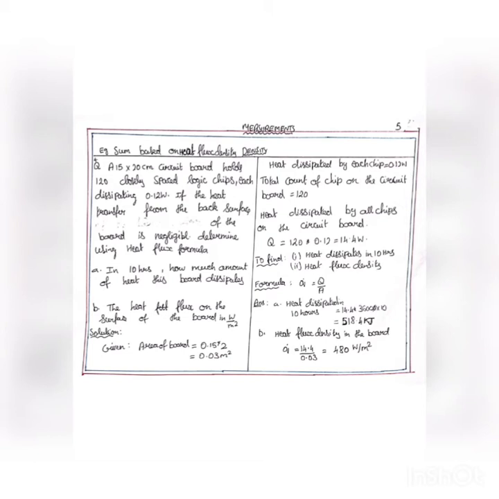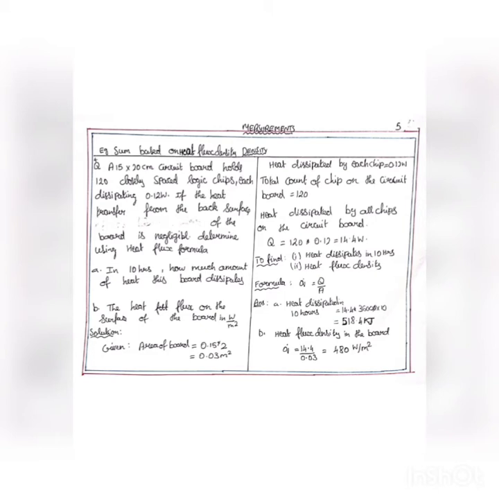We can use the formula q is equal to capital Q by A. Subdivision A, heat dissipated in 10 hours: 14.4 into 3600 into 10. We can get the answer as 518.4 kilojoule. Subdivision B, heat flux density in the board: q is equal to 14.4 by 0.03. We can get the answer as 480 W per meter square.